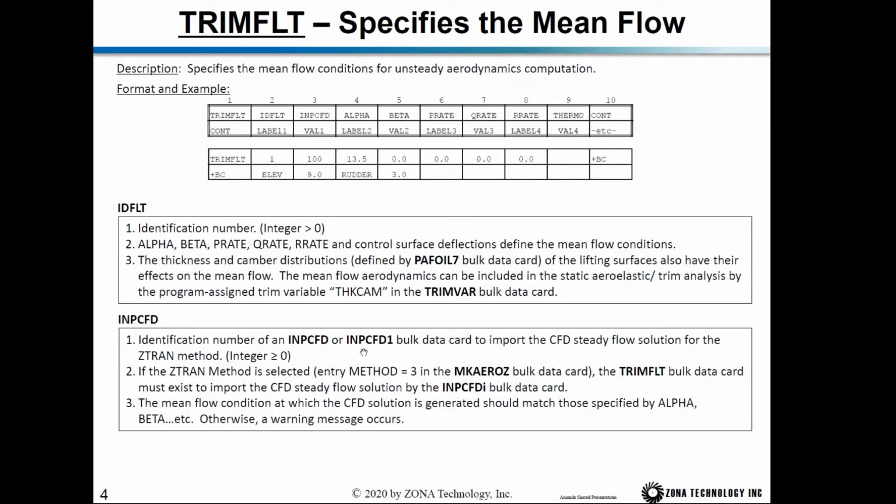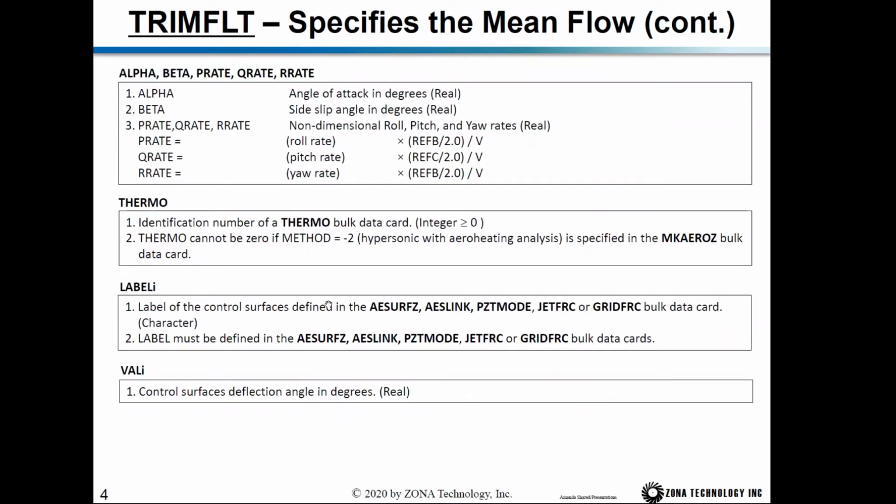the IMPCFD or IMPCFD1 card to import the CFD steady flow solution for the Z-Tran method. And if the Z-Tran method is selected, the entry method equals 3 in the MKLZ card, the TRIM FLT card must exist to import the CFD steady solution by the IMPCFD card. The mean flow condition at which the CFD solution is generated should match those specified by the alpha, beta. Otherwise, a warning message occurs. So this is alpha, beta, and this is the definition of the non-dimensional roll rate, pitch rate, and yaw rate.